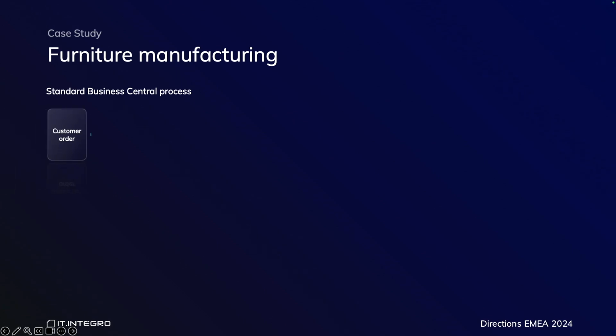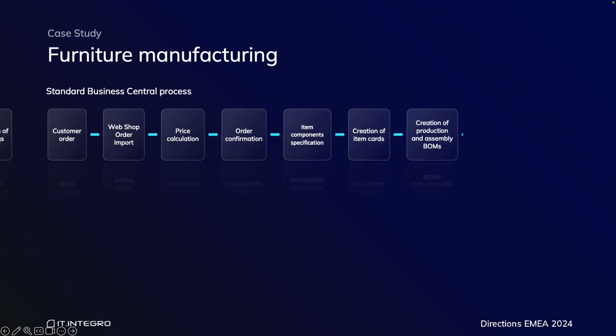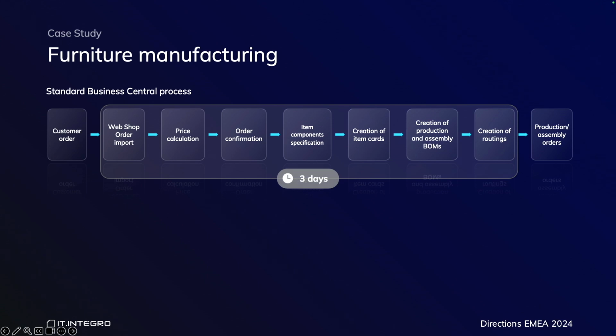In this case, we have a customer who has this process. The customer places an order in the web shop, then the order is imported to Business Central. People from the customer company had to calculate the price, send the order confirmation, then they had to specify all the components that were needed for this specific product. They had to create item cards in the system, generate the setup related to the production BOMs and routings, and then finally they could create a production order in the system. The whole process that you can see in the middle was taking around 3 days for that customer.